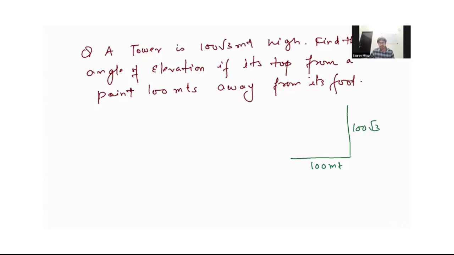A tower is 100√3 meter high. We have to find the angle of elevation of its top, so they are asking for theta. We have to find this value of theta, and this is always 90 degrees. So we have triangle ABC, and we have to calculate theta. This is 90 degrees, and the side opposite to 90 is always the hypotenuse. So your AC will work as the hypotenuse.